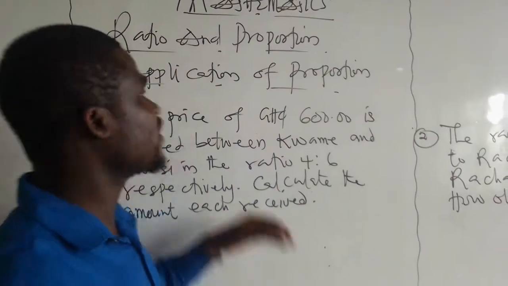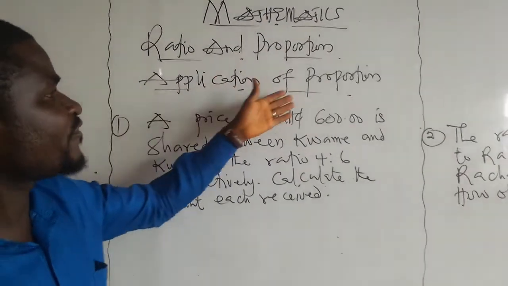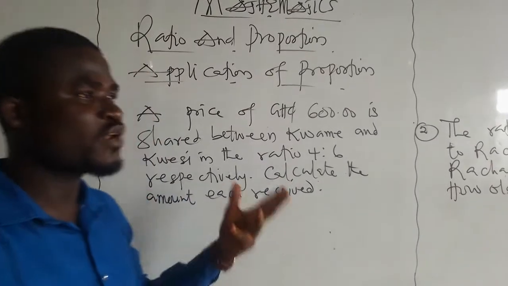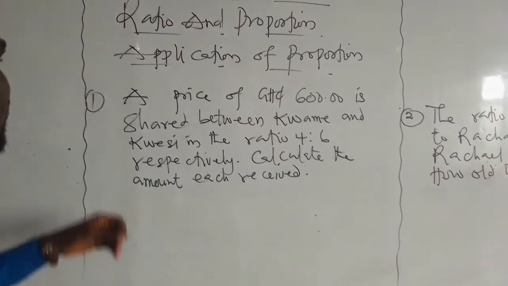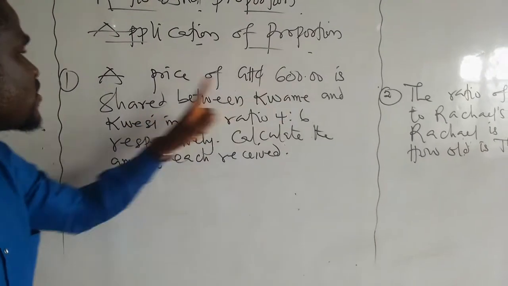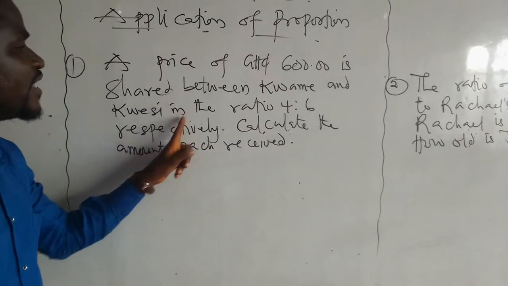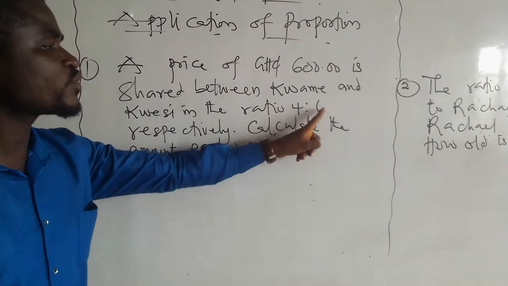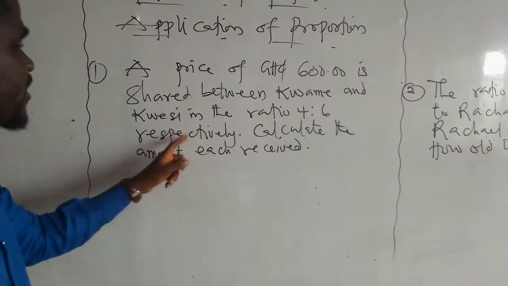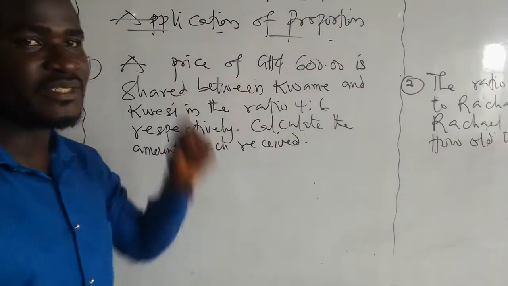We are still on ratio and proportion. Today we're going to look at application of proportion. So let's try our first example. It says a prize of 600 Ghana cedis is shared between Kwame and Kwesi in the ratio 4:6, respectively. Calculate the amount each received.